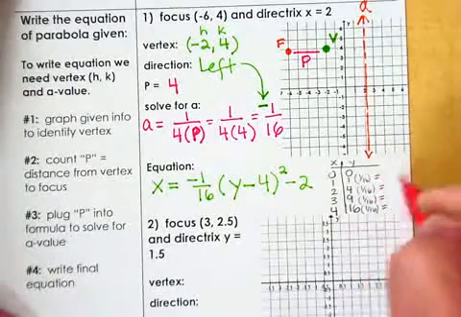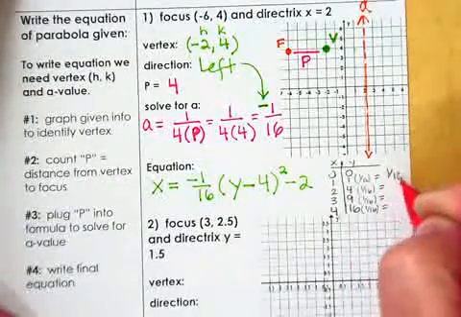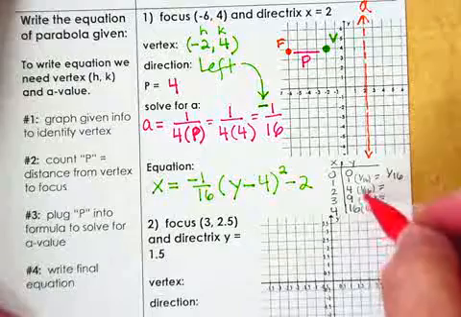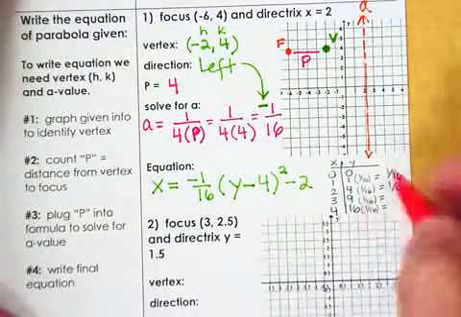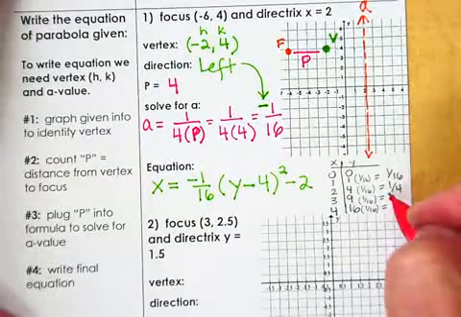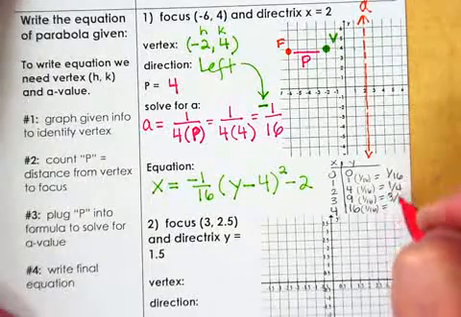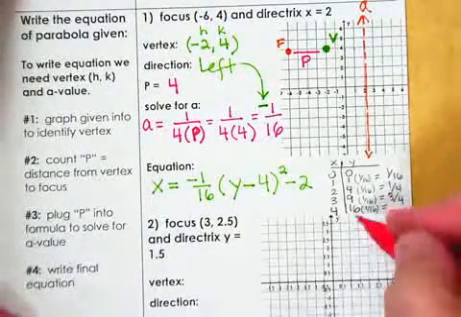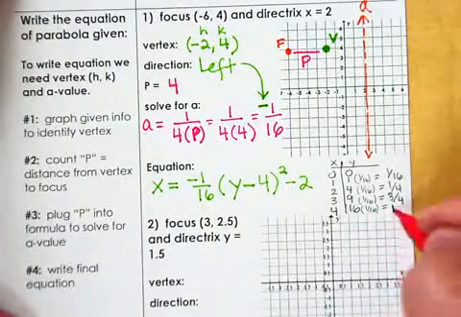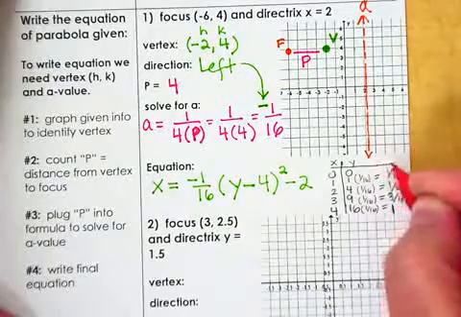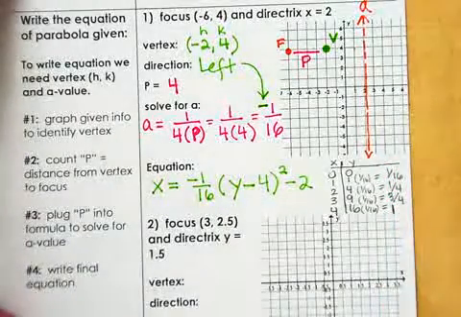And so 1 times 1/16 is still 1/16. 4 over 16 is 1/4. 9 over 16 is 9/16. And then 16 divided by 16 is 1. So this is a really flat, wide parabola.